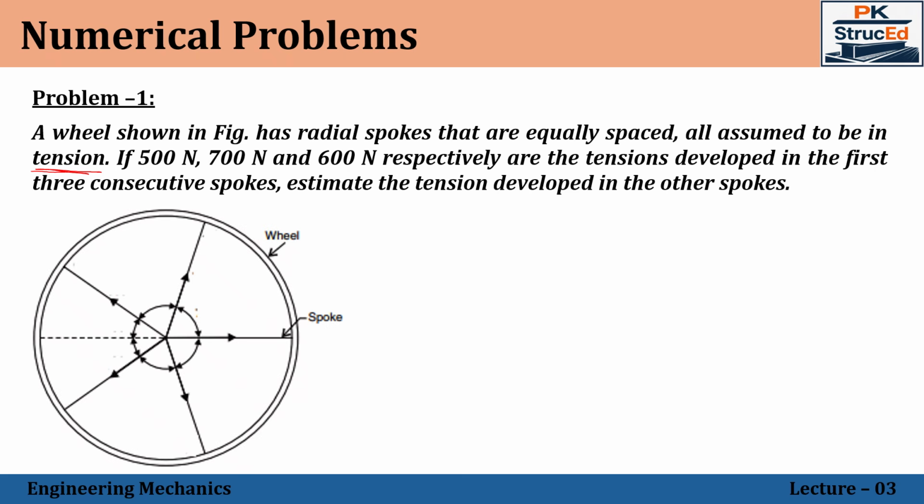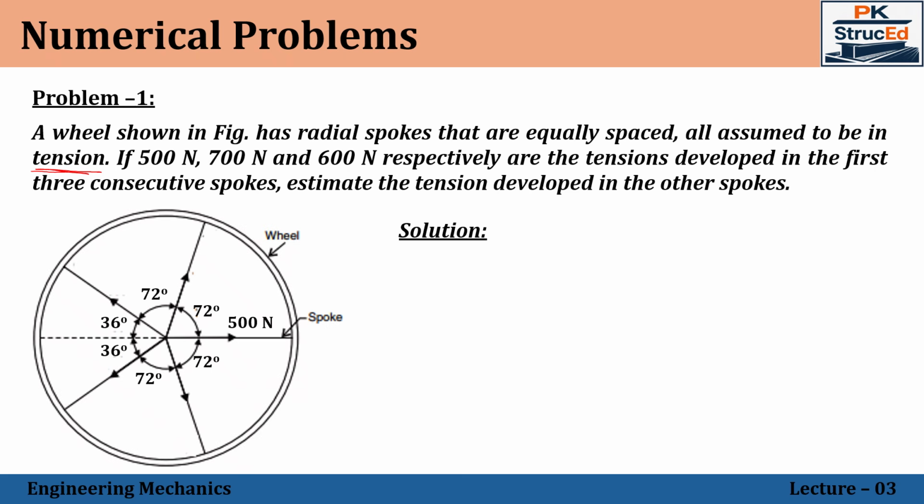Let us first understand the geometry. Since the spokes are equally spaced, the angle between the consecutive spokes will be 72 degrees, that is, 360 divided by 5 comes to 72 degrees. All the forces act away from the center of the wheel as they are in tension, and the forces are concurrent at the center. Let the unknown forces be F1 and F2.